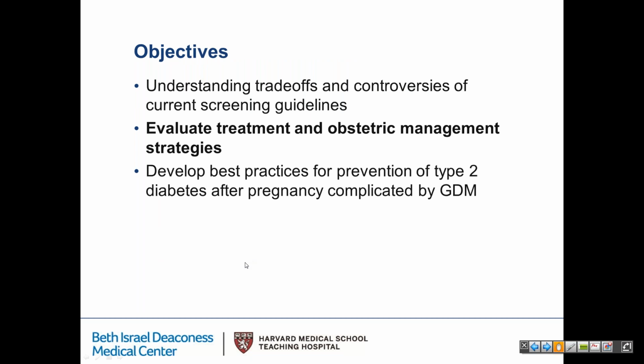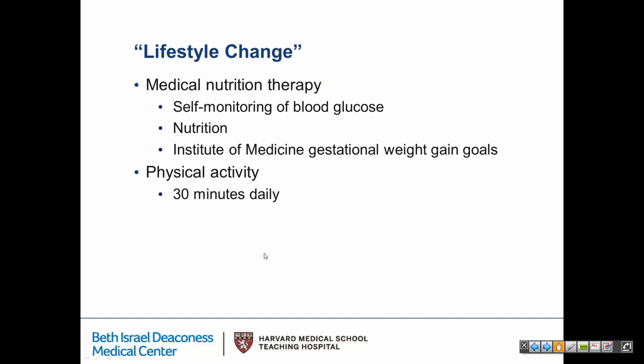So moving on to treatment and obstetric management strategies. I'm going to talk a little bit about what is the standard of care. So a patient gets diagnosed with gestational diabetes. The first thing we recommend is, quote unquote, lifestyle change. What does that really mean?